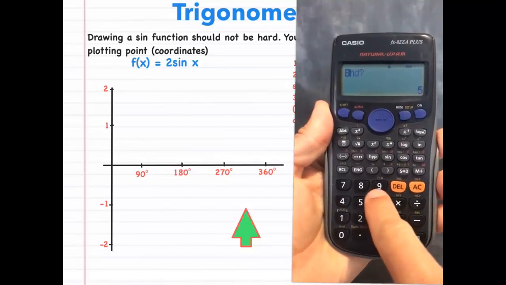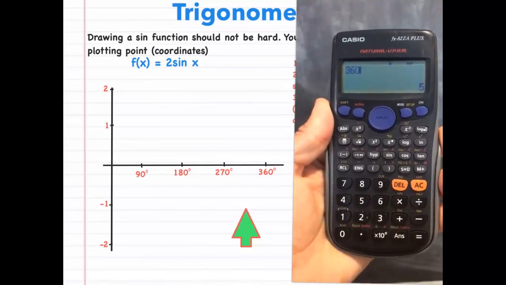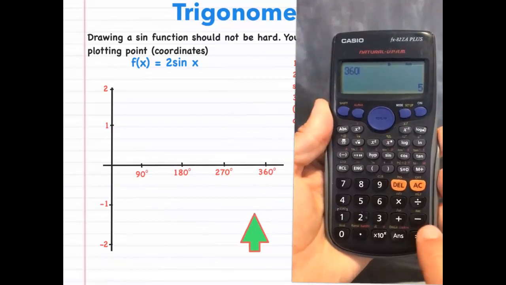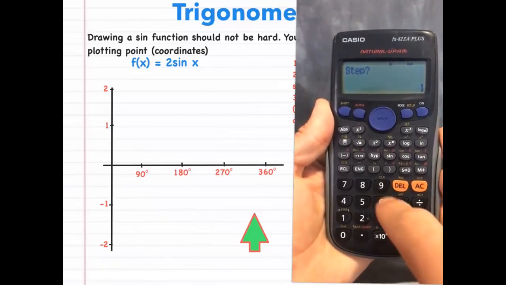Then it asks me the end. Where do we want to end? Well, we want to end on 360 degrees, unless they tell you that you must draw it until 720 or just 180. Then it will be just half your graph. If they say 720, it will be 2 cycles, right? So the end is 360. Your calculator already has a default, but just press equal and then it reads in the 360.